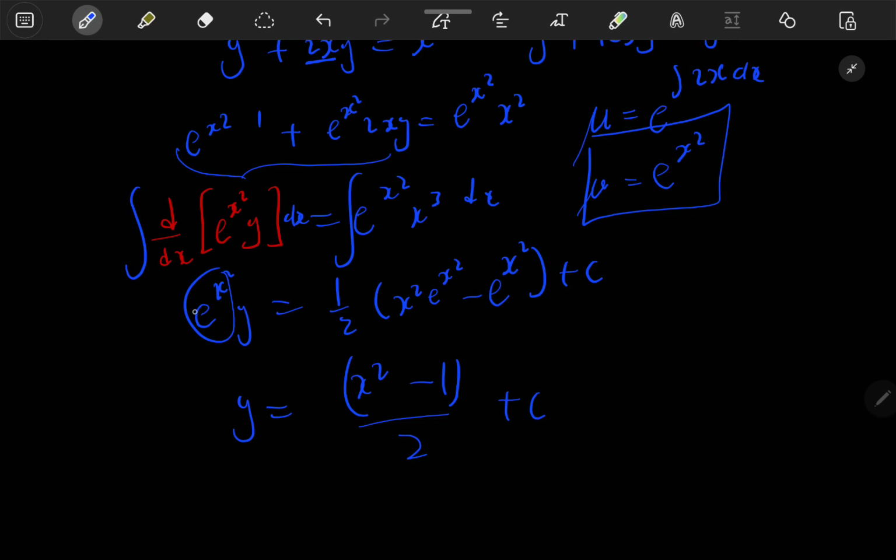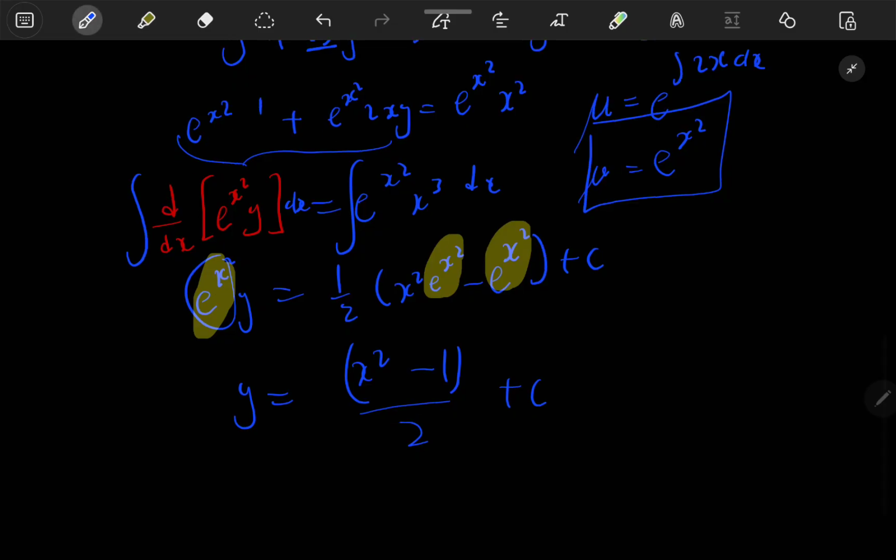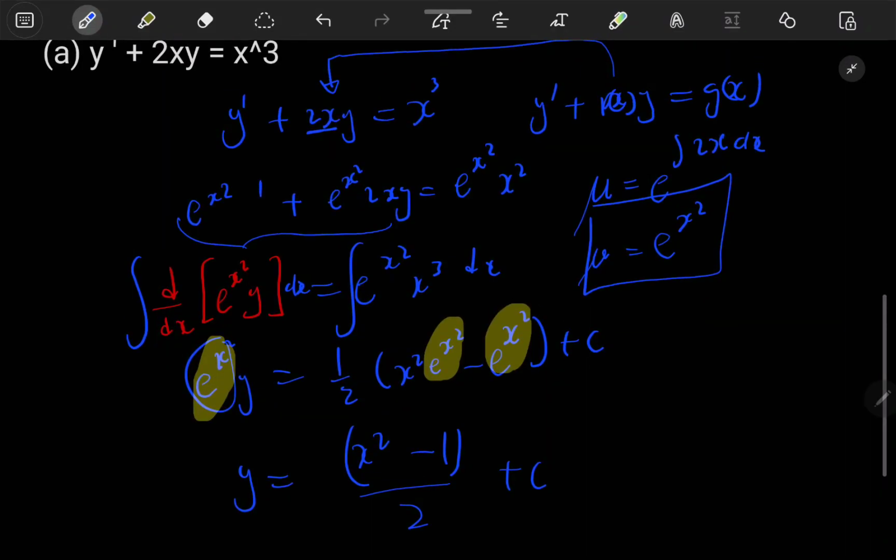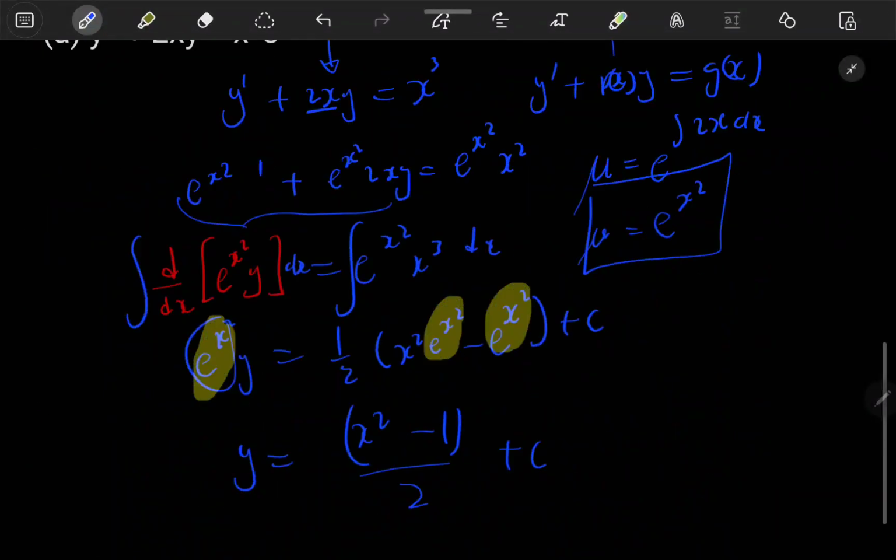Yes, this thing is more like I'm factoring it out. It will cancel that, it will cancel that, and it will cancel that. We're probably left with something like that, and this is our function. If we're given an initial value theorem we could solve for c, but now we're interested in the first question, the largest domain.